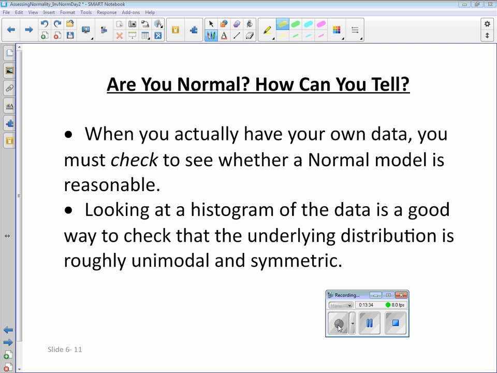So how can we tell whether a data set's normal? We can't use this normal CDF function on our calculator. We can't use the inverse normal on our calculator. We can't do any of that, Tanner. You know why? Because we're not told the data's normal.